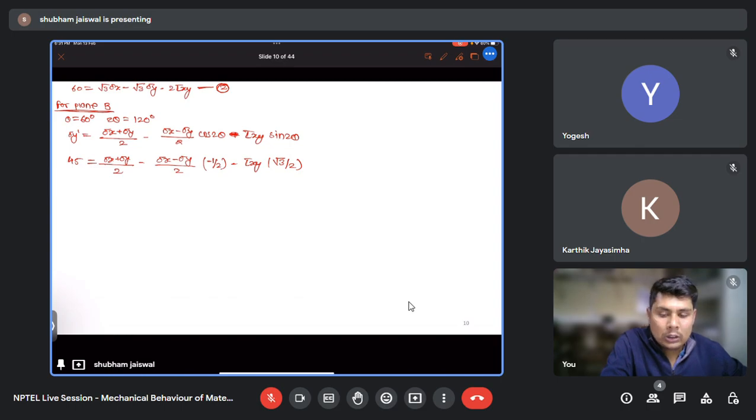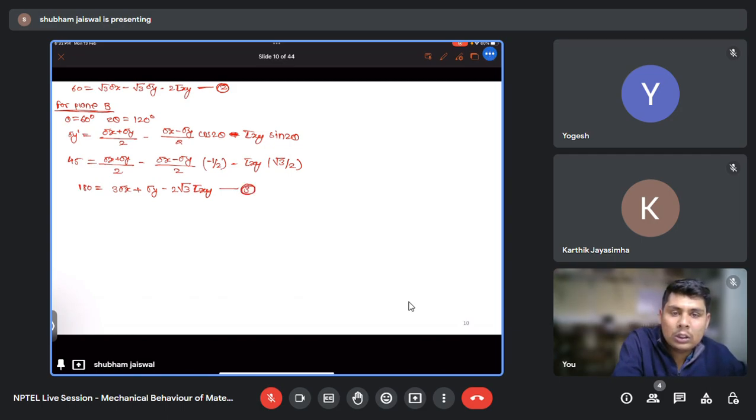Am I correct? So if you simplify, you will get equation 180 is equal to 3 sigma x plus sigma y minus 2 root 3 tau xy. Let's say this is our equation 3. Can we solve these 3 equations now? We have 3 unknowns and 3 equations. Can we get the values of sigma x, sigma y and tau xy? Yes, sir. So solve and tell me the answer.